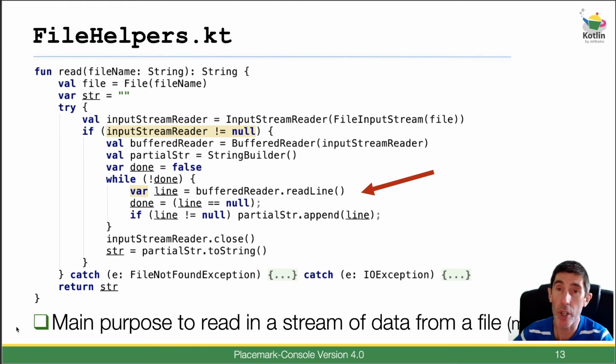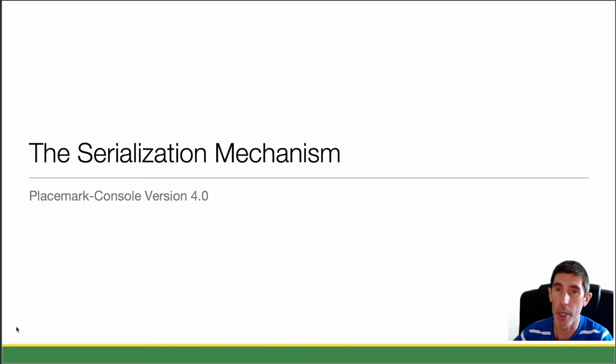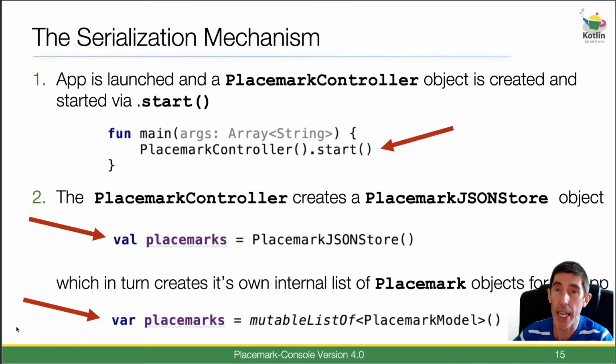So we've looked at our write and read inside our file helpers file. These are just separate functions that we can call wherever we want. So the actual serialization mechanism itself, to break it down, these are the general steps that our whole application goes through.